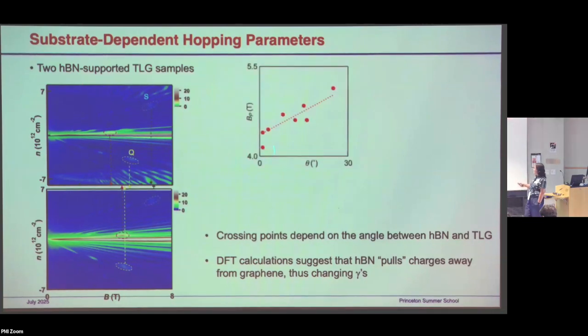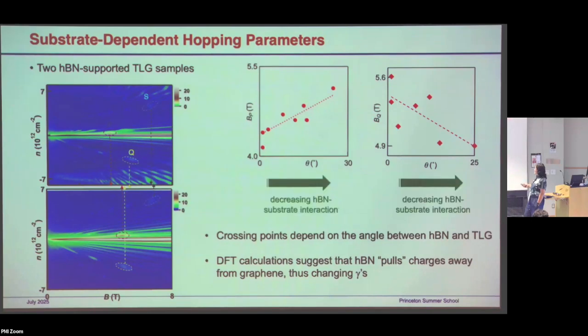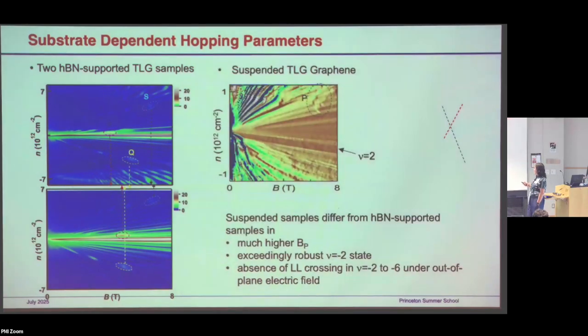Now we can see that the crossing point has a systematic dependence on the angle between the graphene hexagon and boron nitride, even at large angle, even at 25 degrees. Normally you would say that's a large angle, don't worry about it. But it turns out it does change the band structure. At larger angle you have decreasing interaction between the hexagon and boron nitride and trilayer graphene.